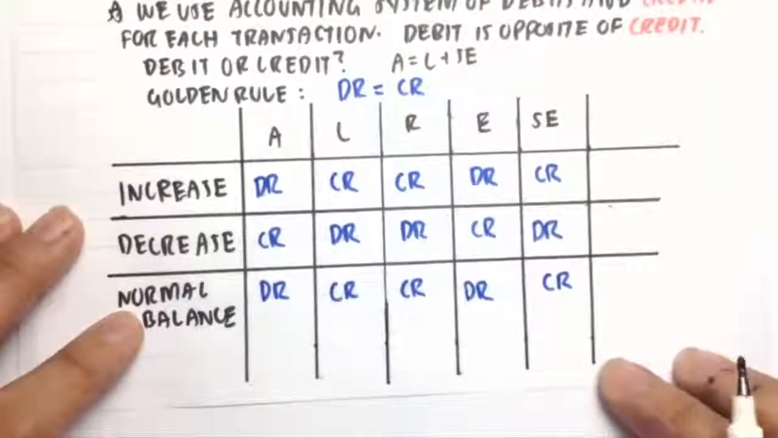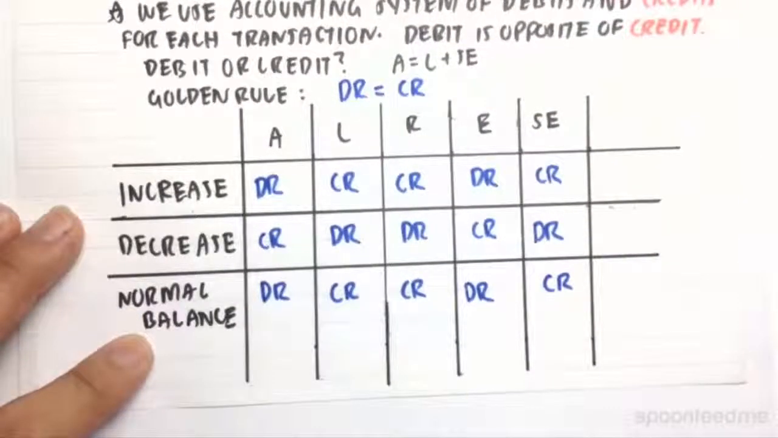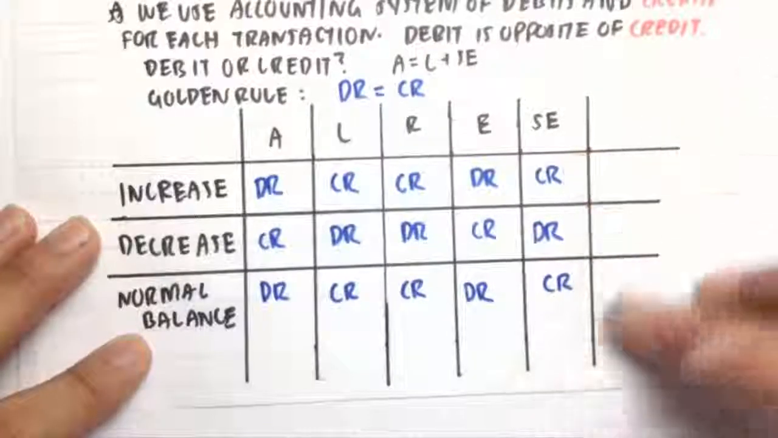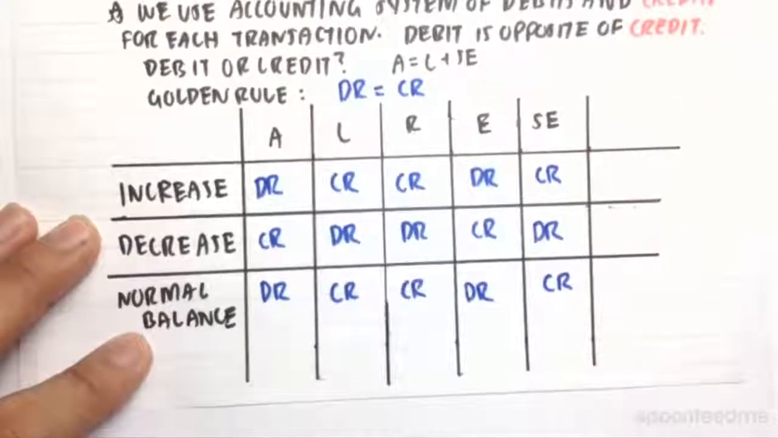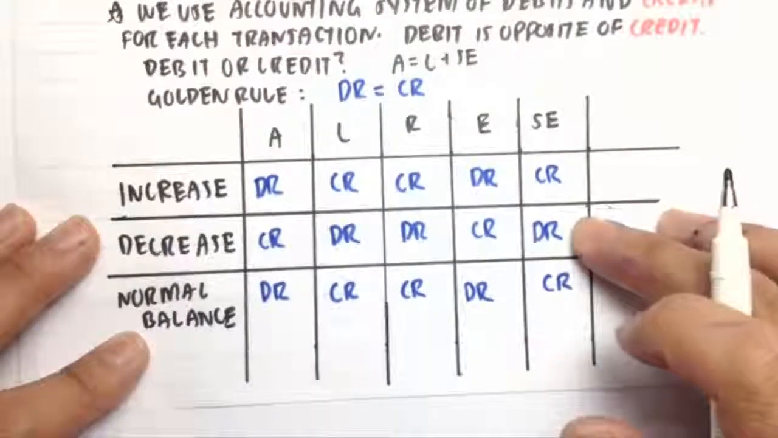That's the same with shareholders' equity. If it has a credit balance, because it's a source, in order to increase that credit balance, we add another credit, and then to decrease that credit balance, we have to subtract with a debit.